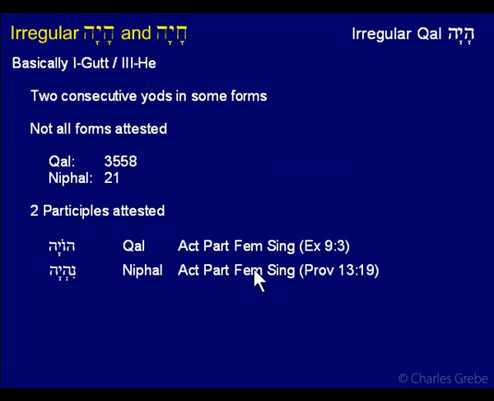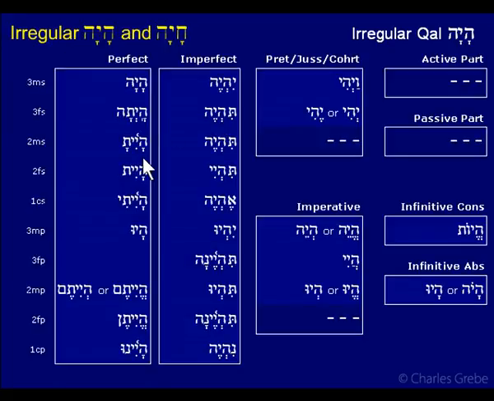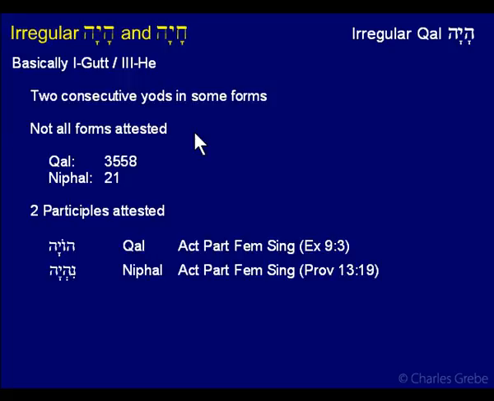A couple of pointers. I already said some of these. Two consecutive yuds in some forms. We see that here, and we see it here again. The first yud of these two is the middle yud, the middle radical. The second one is the quiescent yud that shows up when you add consonantal suffixes to third hays. So it looks a little odd, but makes it stand out. Not all forms are attested, or I should have said, not all binyanim.